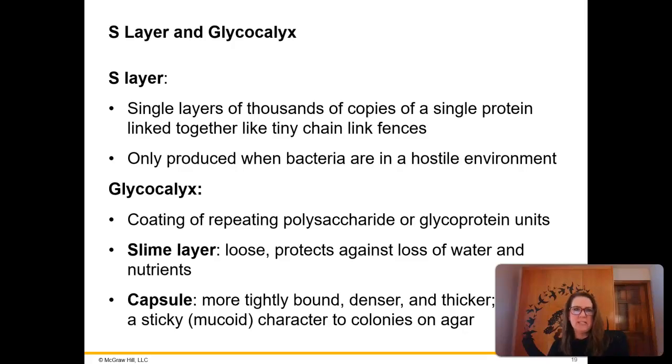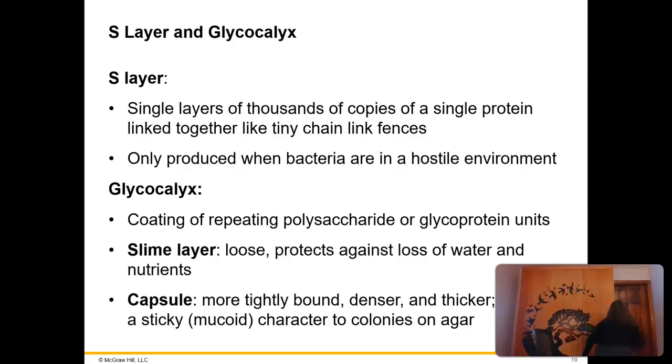All right, so an S layer: single layers of thousands of copies of a single protein linked together like tiny chain link fences. And this S layer is going to protect the bacteria in hostile environments. So I would not have an S layer if my life is pretty good and I don't really need to go into that mode. So the S layer may or may not be present.